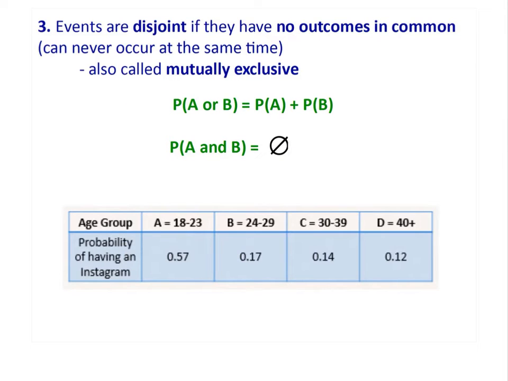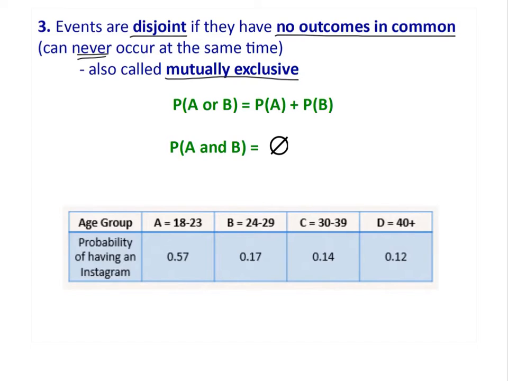The third rule is when I can start adding probabilities together. So we said events are disjoint if they have no outcomes in common. That means they can never occur at the same time. We also call this mutually exclusive. So you've probably heard of mutually exclusive in other contexts. Mutually exclusive means that they have no outcomes in common. They're not dependent on one another. There's nothing in common between the two.